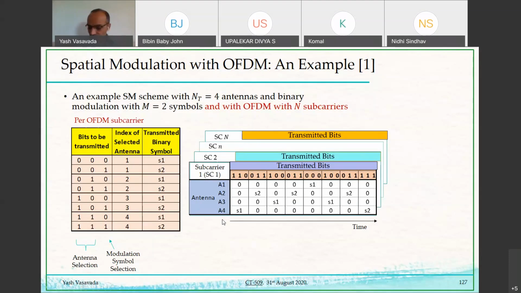Maybe one question I will ask you is, when I do that, am I able to improve spectral efficiency in terms of bits per second per hertz? What is the spectral efficiency of this scheme in bits per second per hertz?